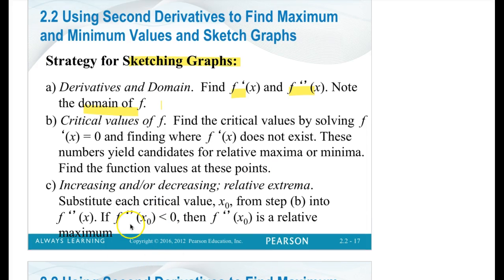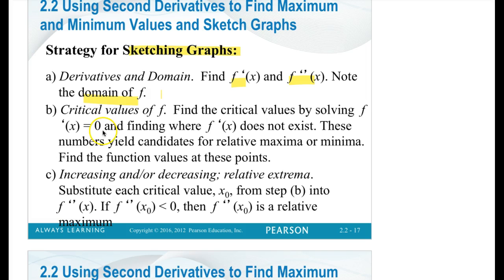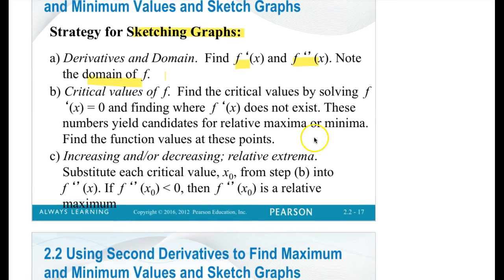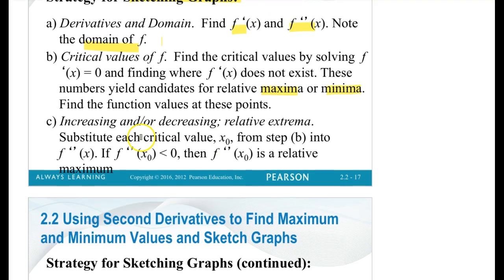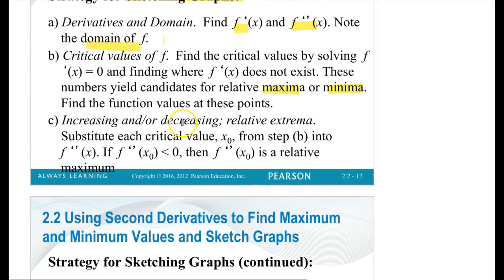And so this next piece is critical values of the function, which we've already done. f prime is equal to 0 or f prime doesn't exist, right? Those are important values for the first derivative because that can then tell us where we have extrema, maximum or minimum values. And then we go ahead and find out where this occurs. You plug those critical values back into the function. We then are interested in where the function is increasing and decreasing, right?